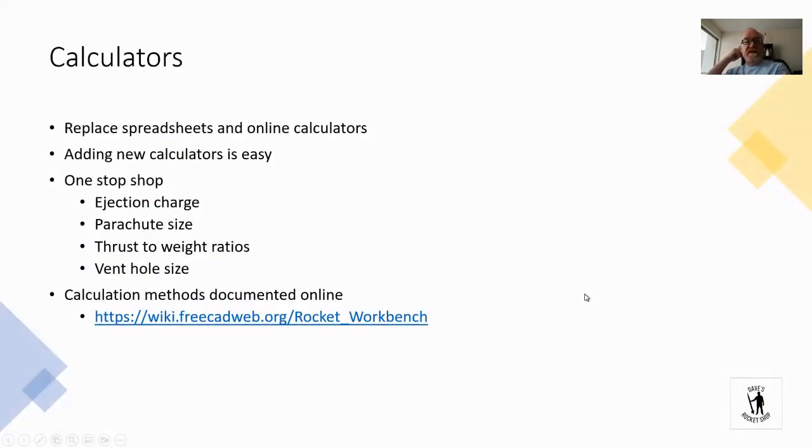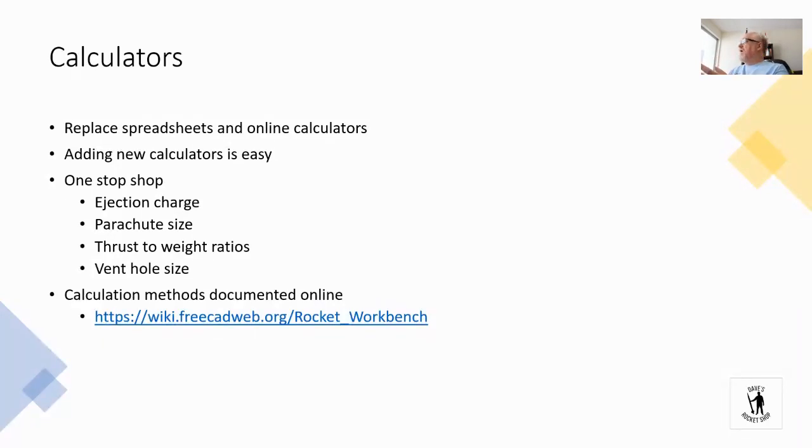Calculators. So this is an interesting piece. The intent is to replace spreadsheets and online calculators. So when you're at the field with limited internet coverage, for example, you can still have it on your laptop and run your calculators there. In general, adding new calculators is pretty easy. It's just a matter of creating a dialog to enter the values and, of course, report the results. At the moment, there are calculators for ejection charges, for parachute size, for thrust to weight ratios, for vent hole size, and so on.